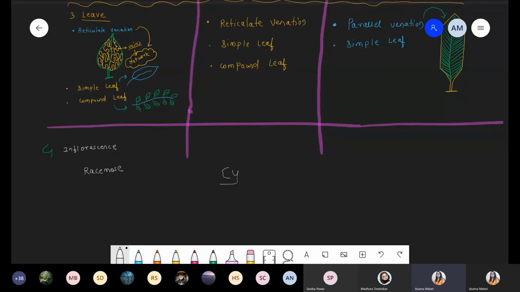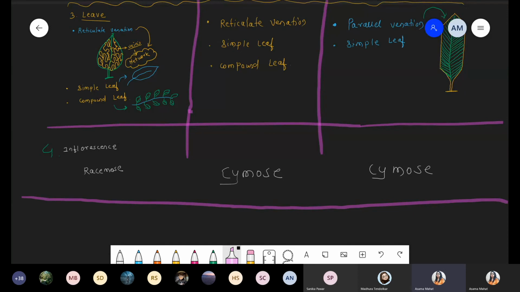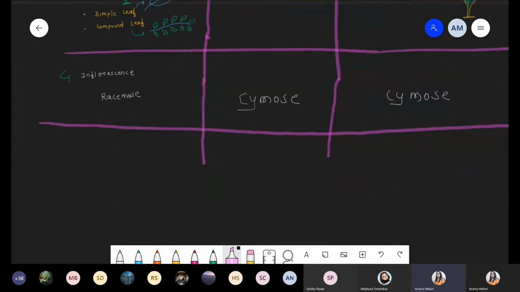Only the Fabaceae family shows the racemose type of inflorescence, where the apex tip is free, showing unlimited growth, while both the Solanaceae family as well as the Liliaceae family show the cymose type, where on the tip there is a presence of a mature flower. That's why the tip is not free, the apex region is not free, showing which type of growth? Limited growth. Got it? So racemose, cymose, cymose. These are the type, point four, for the inflorescence. Now next one, number four, flower.